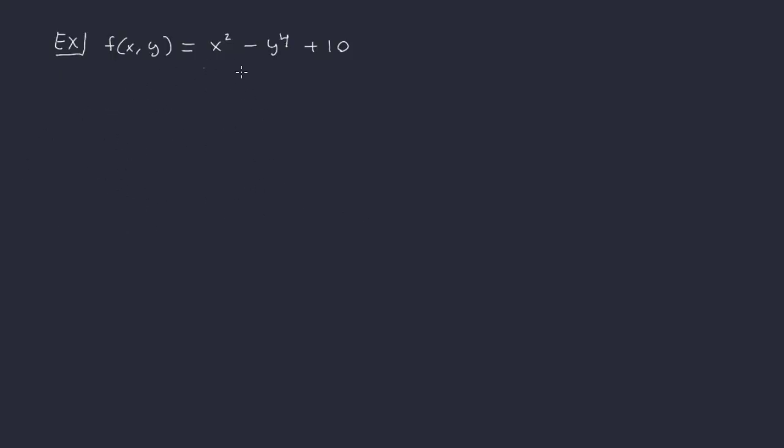Okay, let's look at another example. We're going to look at f of x, y equals x squared minus y to the 4th plus 10. The partial derivative with respect to x, so remember that means we're going to differentiate x and treat y like it's a constant. Here, the derivative of x squared is 2x. When we treat y like a constant, that means its derivative is going to go to 0, because it's all by itself here. Then the derivative of 10 is also 0. So this ends up being 2x.